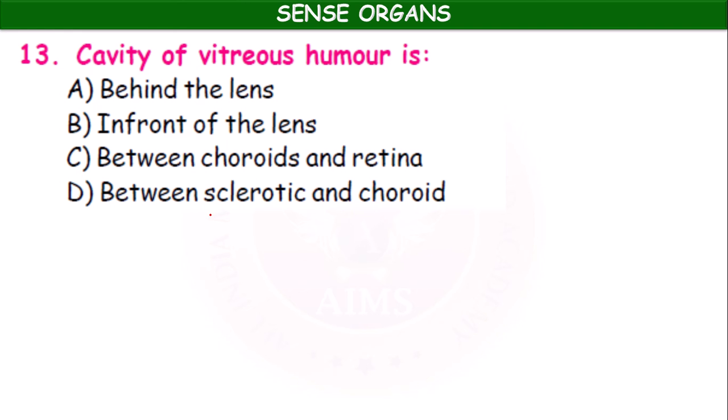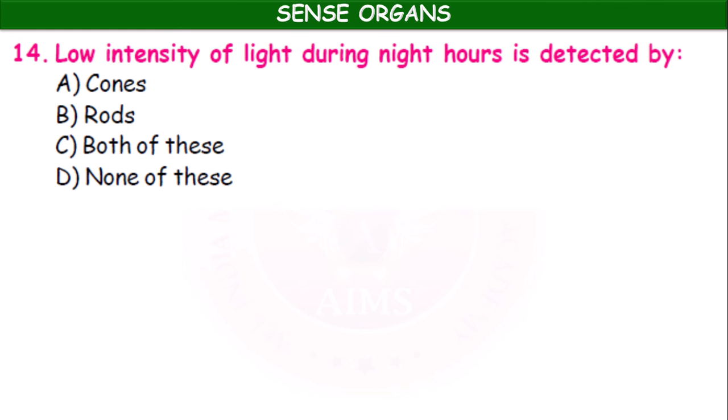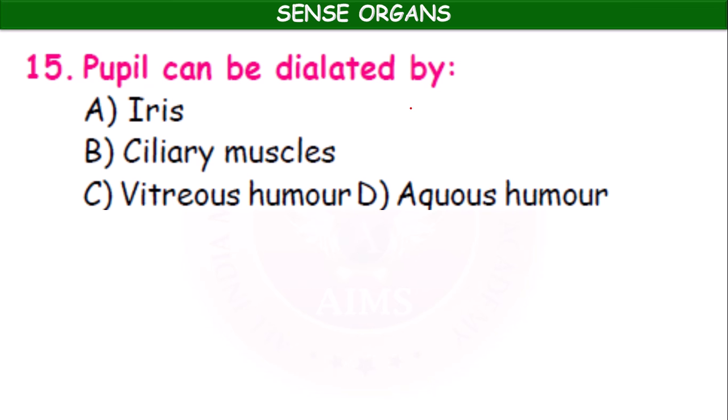Where is the vitreous chamber present? Just behind the lens. The low intensity of light during the night hours is detected by which cells? Cones, rods, both, none of these. It is the rods which detect low intensity of light, dim light. They are active during night time.